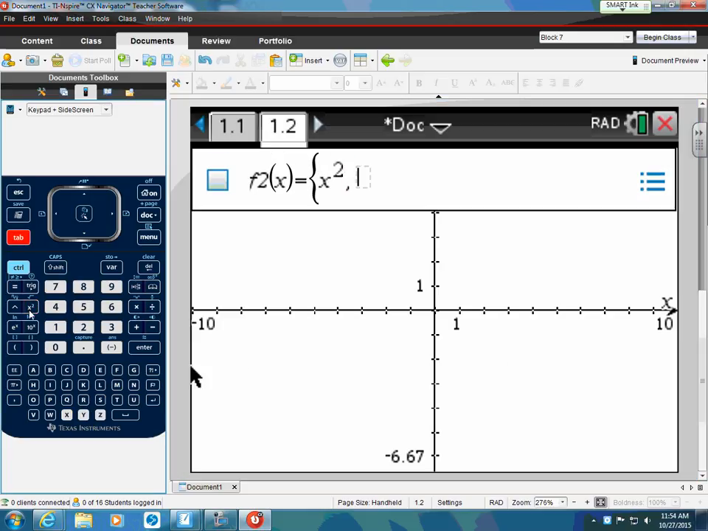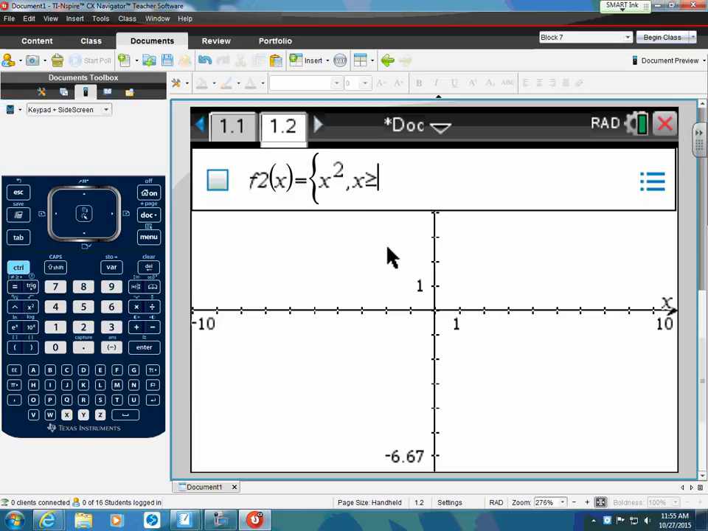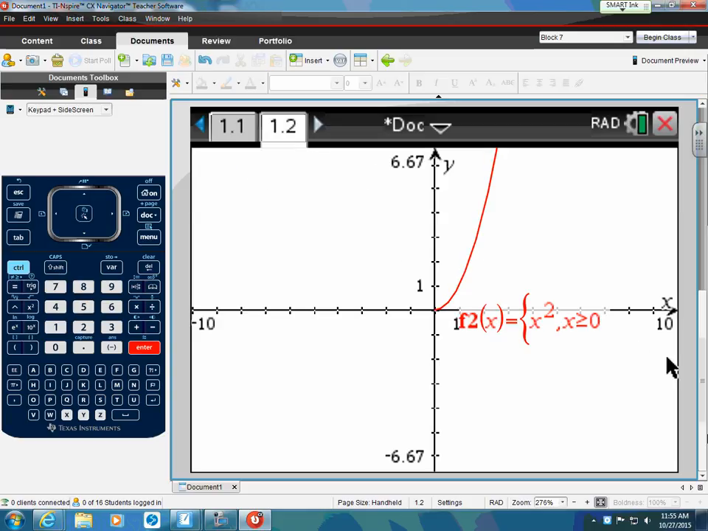And I only want that for x greater than or equal to 0. So I'm going to say control and the equal sign, so I can get a greater than or equal to 0. And now I see I can get just that x squared. Does that make sense? Okay, but again, most of these I think you're asked to do on graph paper. Are we okay with this?